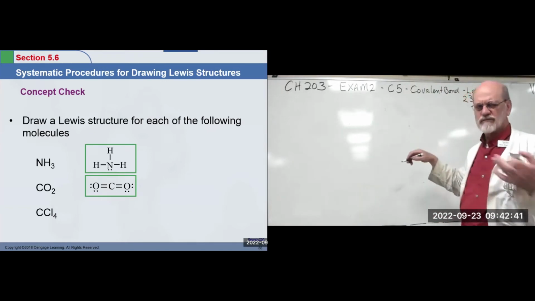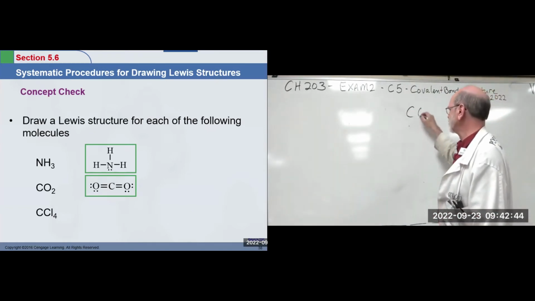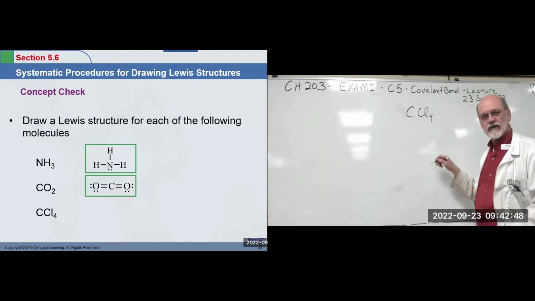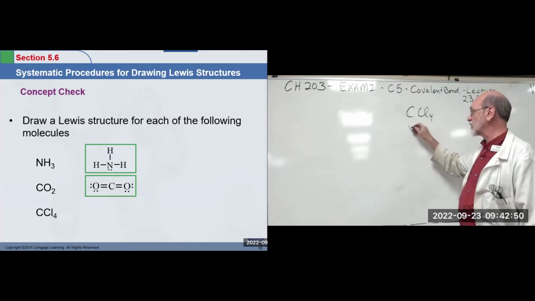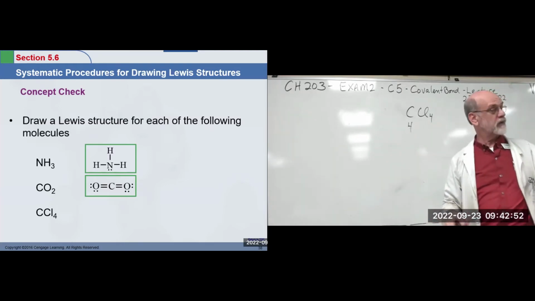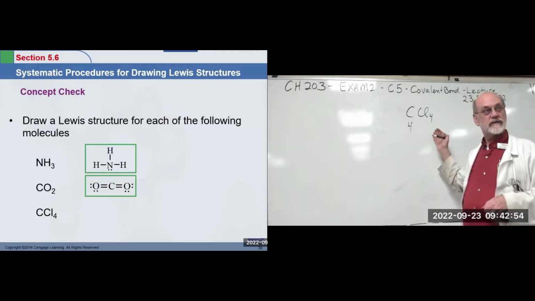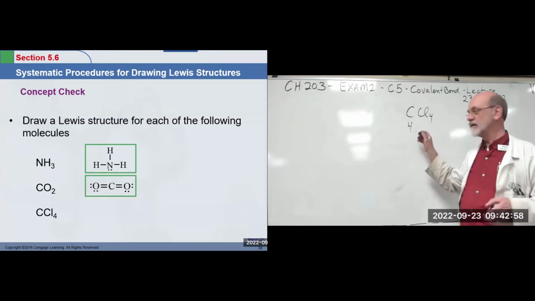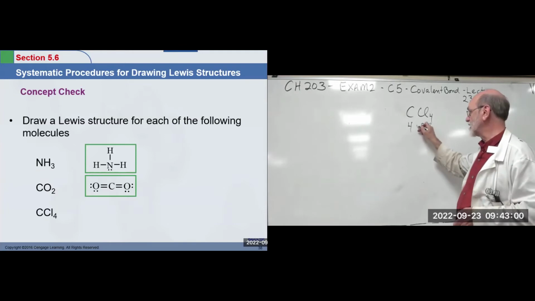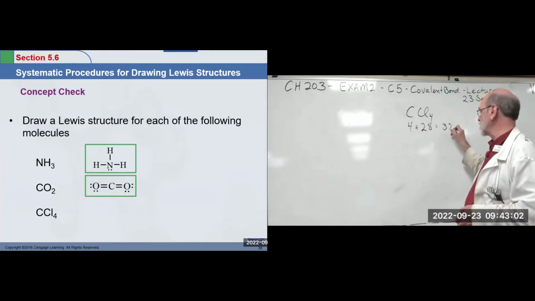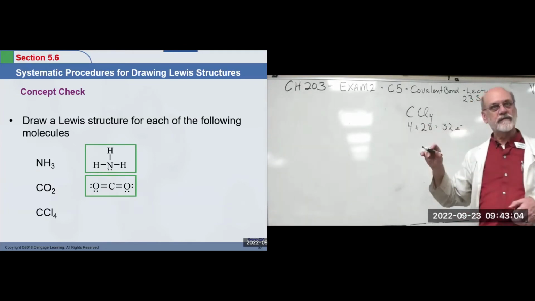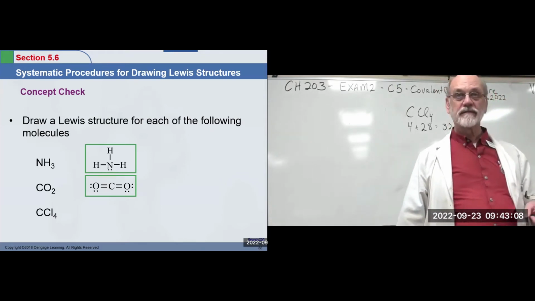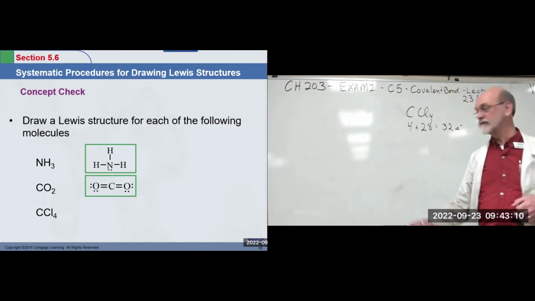Well, let's do it the usual way. And then I'll introduce the other thought. Okay, so carbon has 4, right? It's in the 4th group. Chlorine is halogen, so it has 7, right? 4 times 7 is 28. So we have 32 electrons that we need to deal with. All right, which one goes in the middle? Carbon. Carbon's to the left of chlorine.